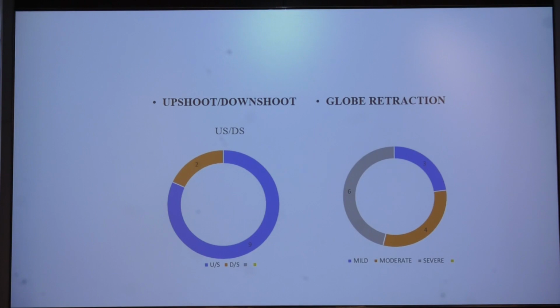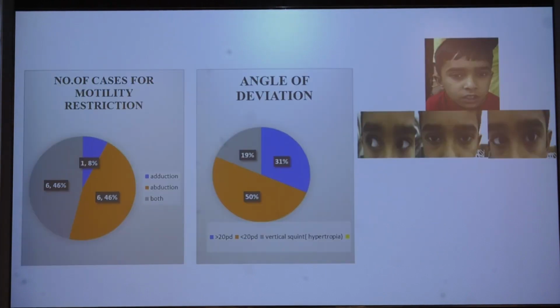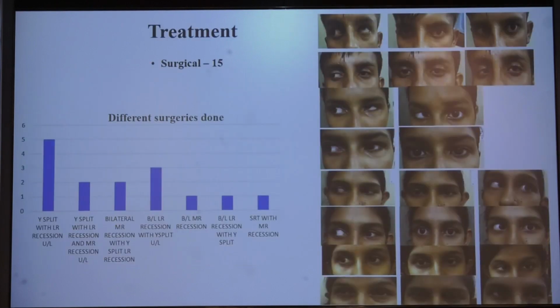We also had severe globe retraction with upshoots and downshoots in around 10 cases. Regarding the pattern of ocular motility, only abduction limitation was seen in 46% of the cases. A combination of abduction and adduction limitation was seen in 46% of the cases, and only adduction limitation was seen in 8% of the cases. According to the primary angle of deviation, which was less than 20 prism diopters, we defined it as small angle, and that was seen in around 50% of the cases.